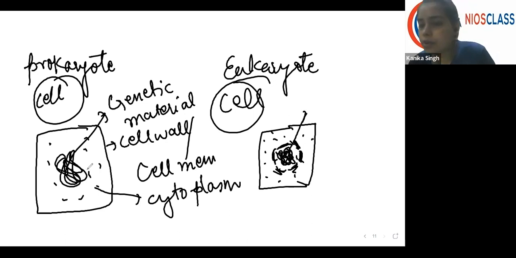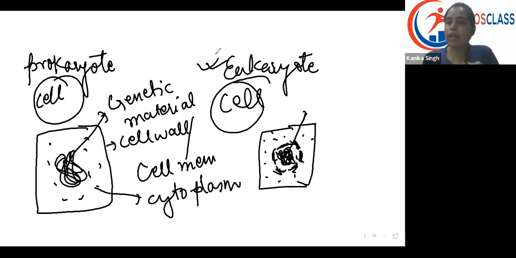So now if you can see, there is a compartmentalization in the case of eukaryotes. The DNA and RNA are separated out from the cytoplasm and kept in a different compartment. As we see in prokaryotes, it is not there. So this is the basic difference between a eukaryote and a prokaryote cell. A eukaryotic cell is always an advanced cell as compared to a prokaryotic cell.